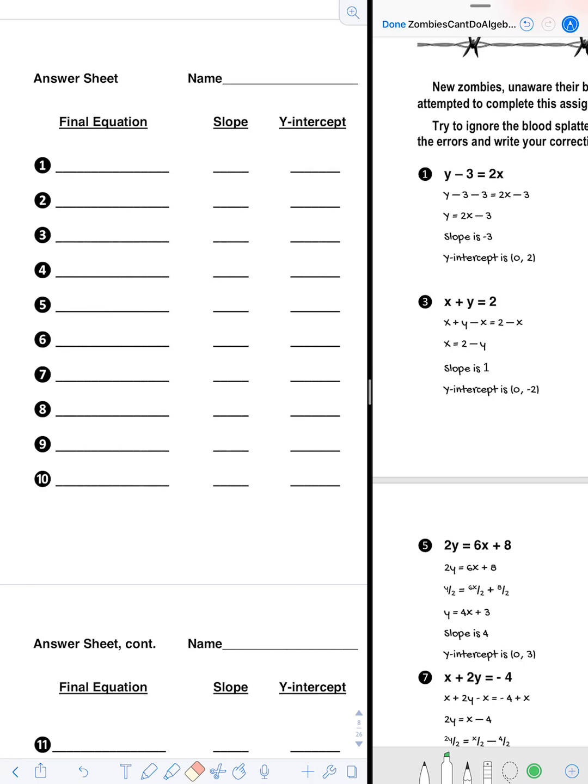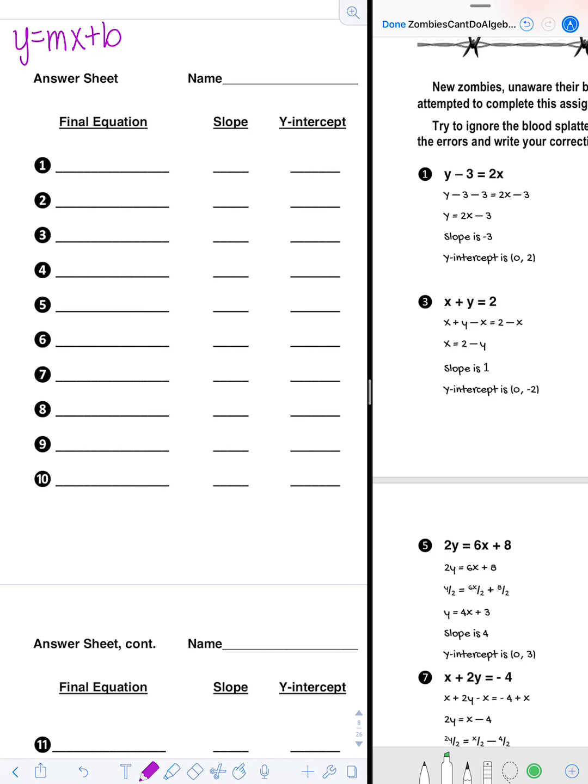Okay, I'm going to explain how to complete the zombie activity for in class today. There's going to be 20 sets of zombie work that you need to look through and find the mistakes. So remember, we talked about the last couple days, for something to be in slope intercept form, it needs to be y equals mx plus b.